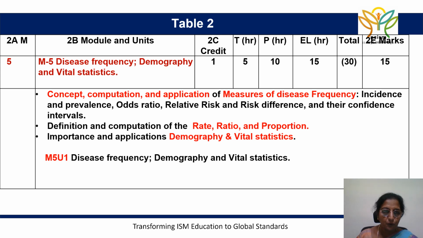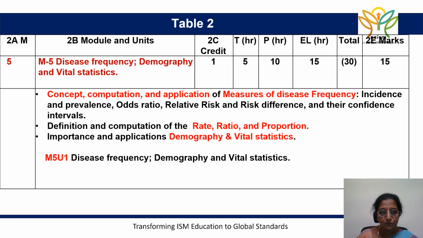Coming to the fifth module, it consists of 1 unit. Broad title is Disease Frequency, Demography, and Vital Statistics. It carries 1 credit with 30 notional learning hours and 15 marks assigned for the university examination.